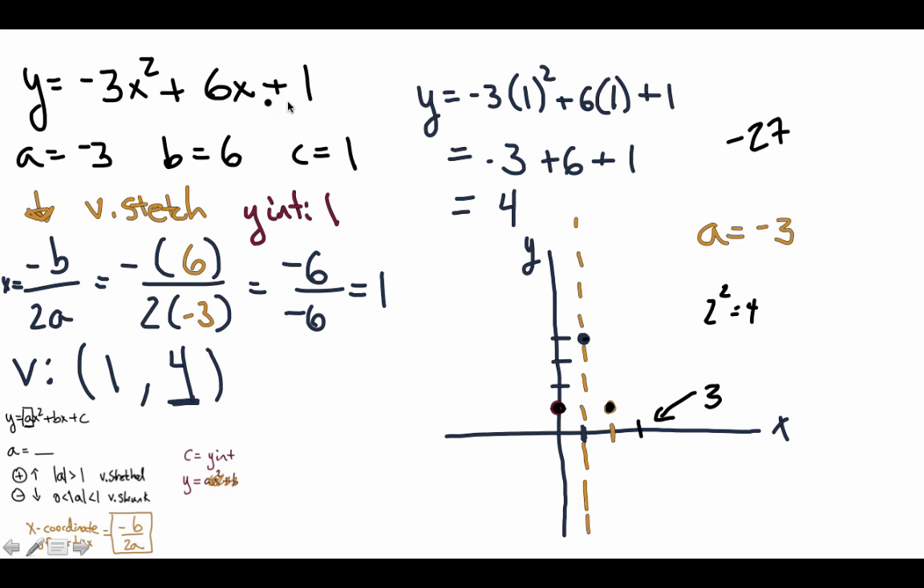Plus 6 times 3, that's 18. So plus 18. And then plus 1. Negative 27 plus 18 is negative 9. Negative 9 plus 1 is negative 8. So what that means is the point (3, -8) is on the graph.